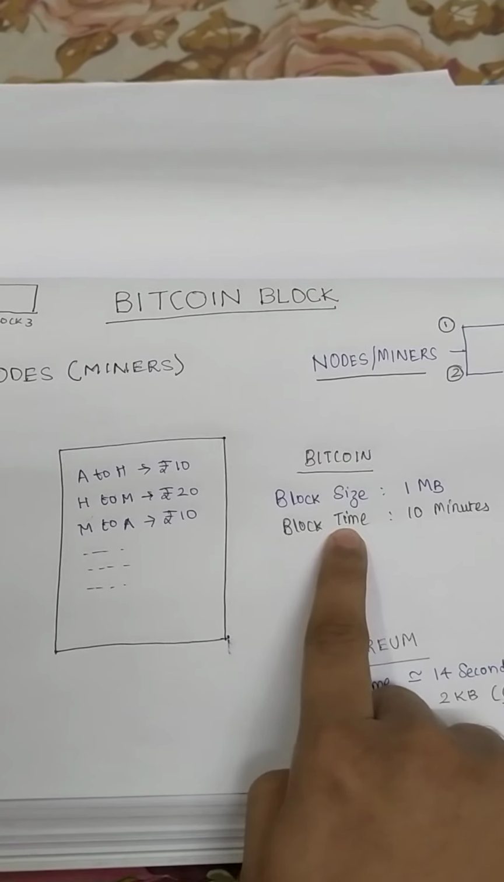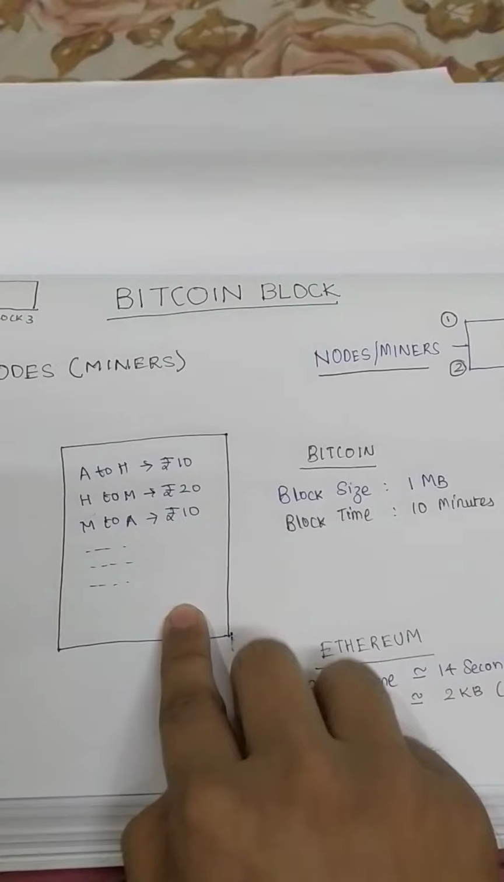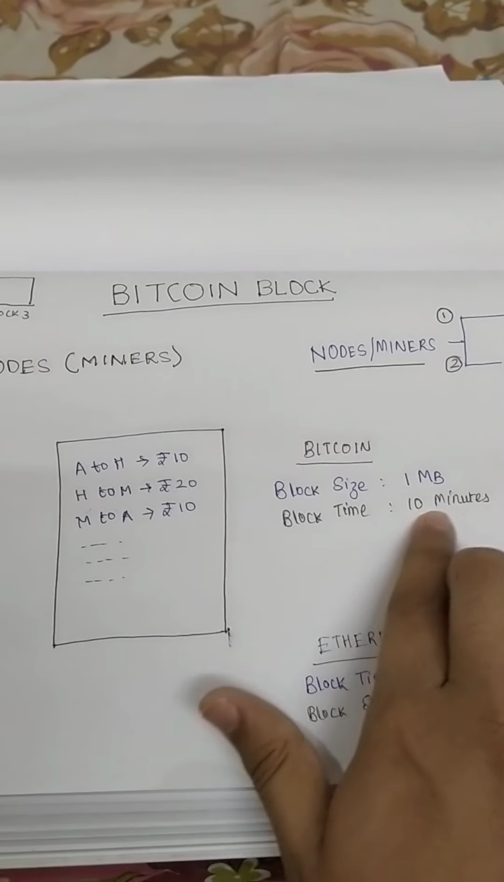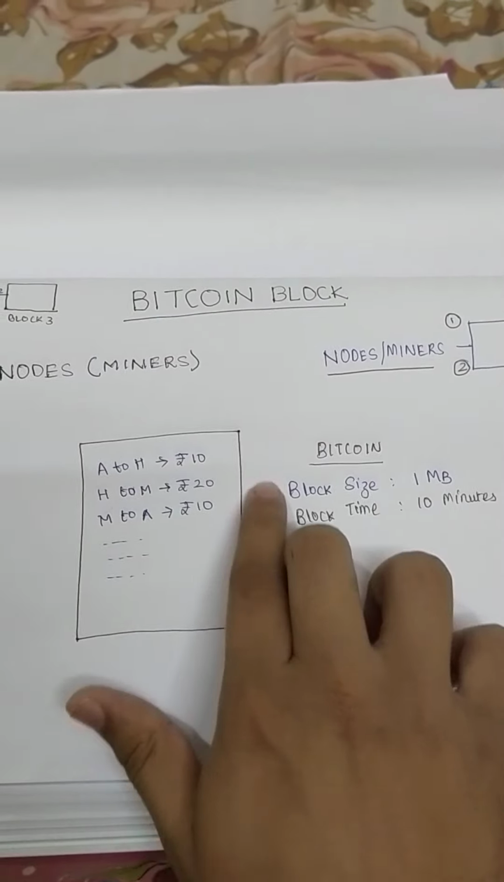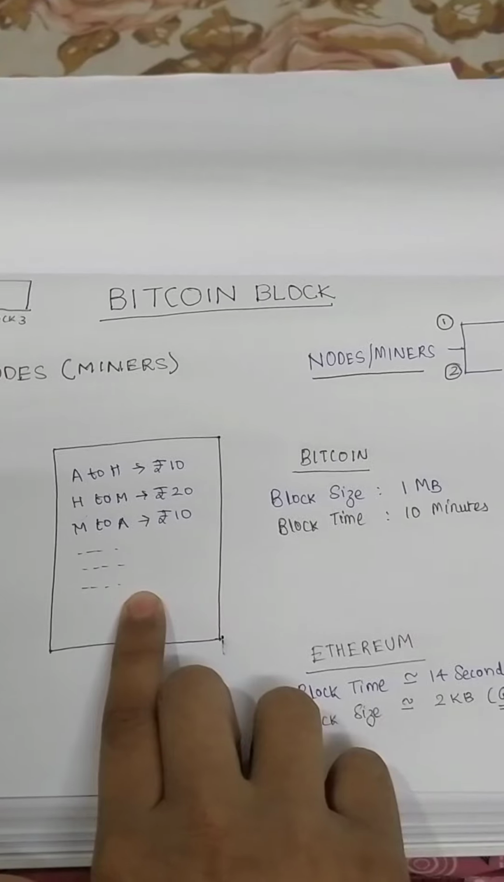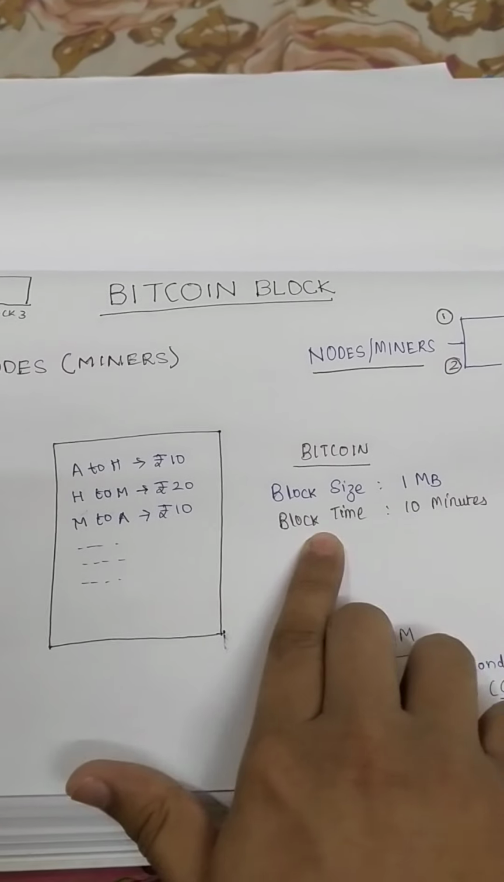And the next thing is the block time. You can say it is the time until which data can be entered into a block, which is actually 10 minutes. After this, the block is cryptographically sealed and no more data can be entered into this particular block, right? That is called the block time.